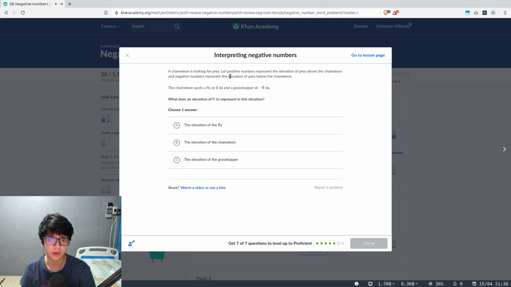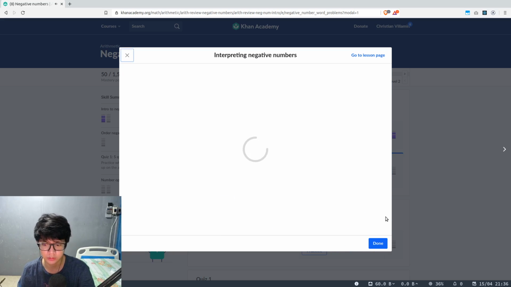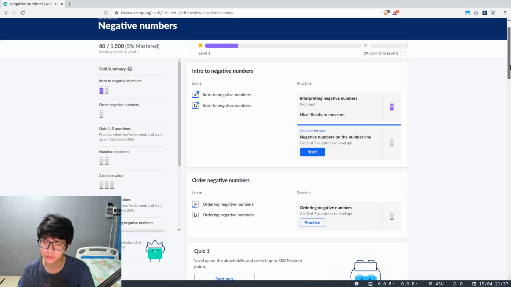A chameleon is looking for prey. Let positive numbers represent the elevation of prey above the chameleon and elevation of prey below the chameleon. The chameleon spots of light 4 and the grasshopper at 6. What does its elevation of the chameleon? The elevation of a city is positive if the city is above sea level and negative if below sea level. The elevation of New Orleans is negative 3 and 3 meters. Is below. New Orleans. Okay.